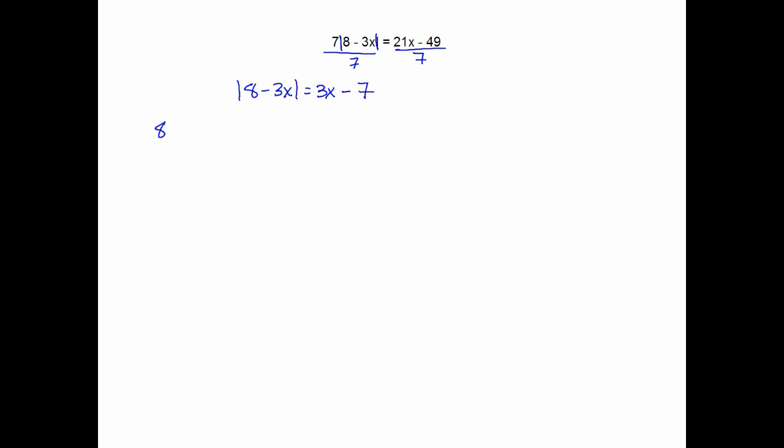So I'm going to have 8 minus 3x equals 3x minus 7, or I could have 8 minus 3x equals a negative (3x minus 7), close parentheses. I put that in parentheses because I want to show that it's the entire side that becomes negative. And now I just want to solve. So let's add 3x here, add 3x here. That zeroes out, and then add 7 here, add 7 here. That zeroes out, and I'm left with 15 equals 6x.